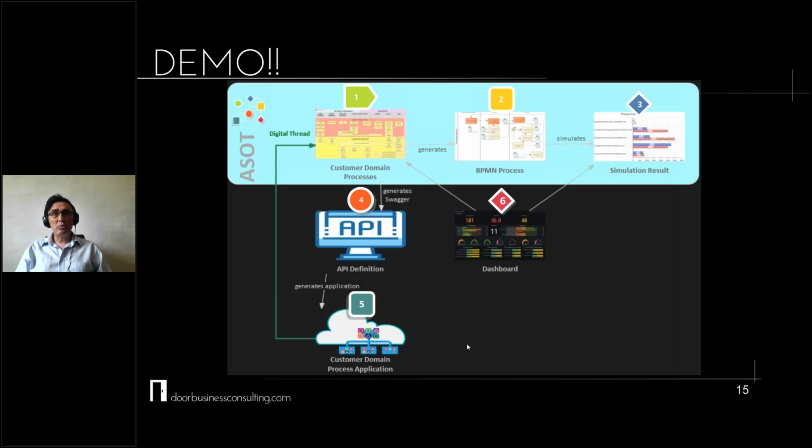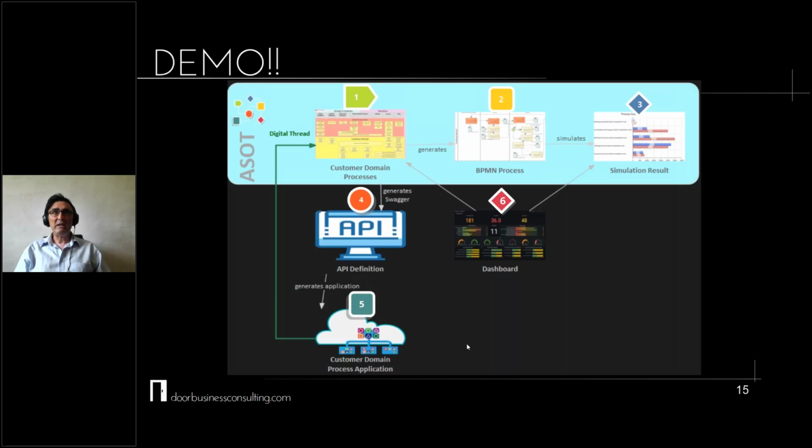In the demo, we are going to show a lot of different things. We'll start with the customer domain processes as they are provided by the industry model. So that is an ETOM submodel. We will then generate this into a BPMN process. Then we will simulate this to simulate different scenarios, and we will evaluate the results.